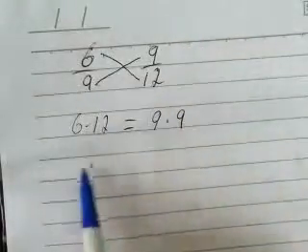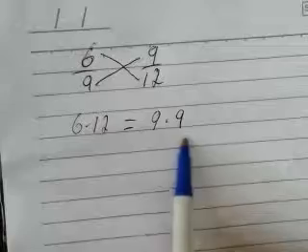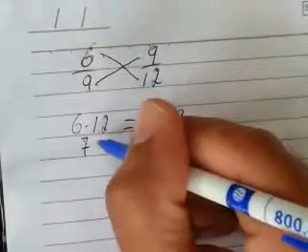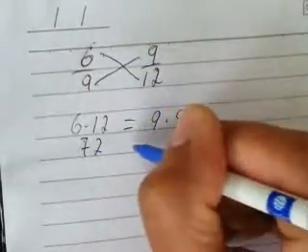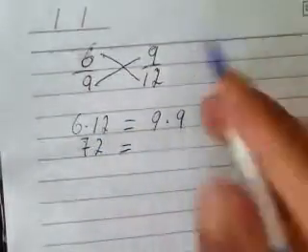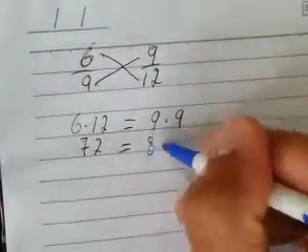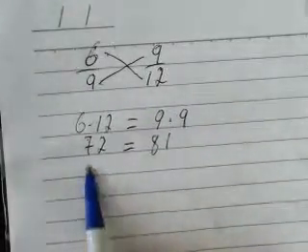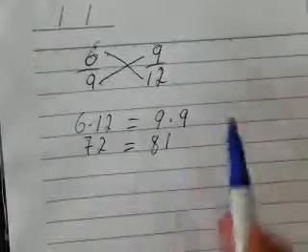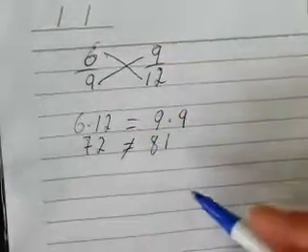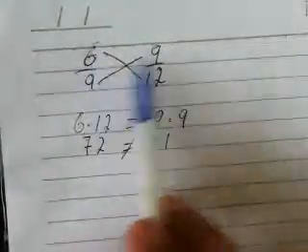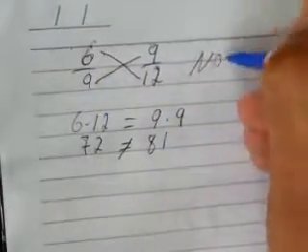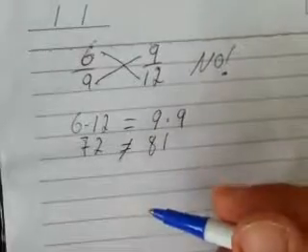It's very important that we write this on one side and this on the other side. Now 6 times 12 is 72. And 9 times 9 is 81. So here we see this is not true because 72 equals 81 is not true. Actually, this is different. So when they ask, is this a proportion? We have to say, no, it's not a proportion.